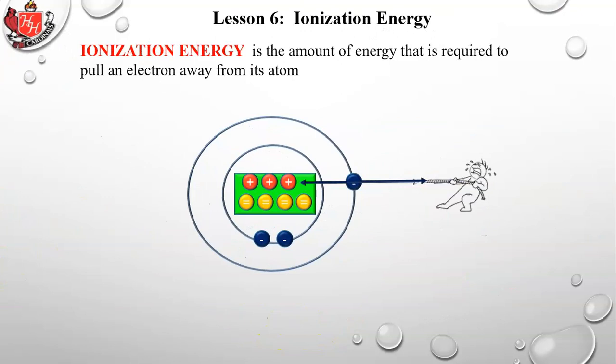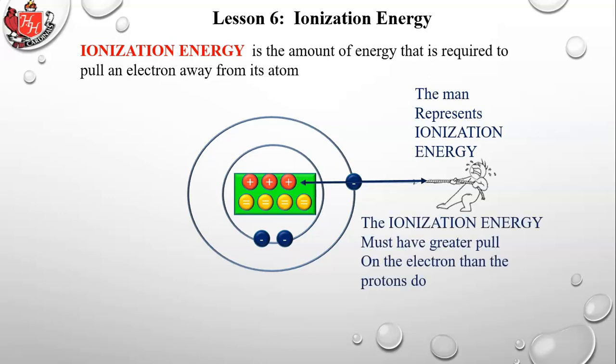Okay, ionization energy, a very important term in chemistry. You're going to hear it, if not every day, pretty close to every day. So ionization energy is the amount of energy that is required to pull an electron from its atom. The man represents ionization energy. The ionization energy must have a greater pull on the electron than the protons do. So in other words, he's pulling on that electron, and the protons are pulling that electron in. They're trying to hold that electron in that atom.